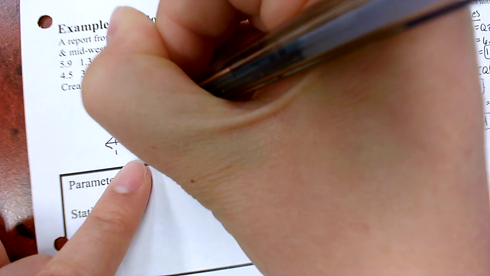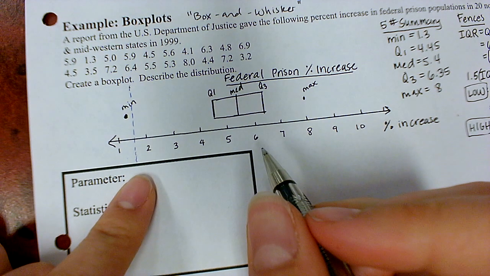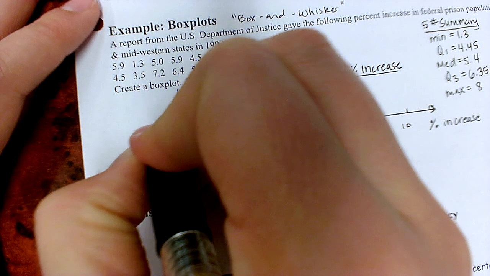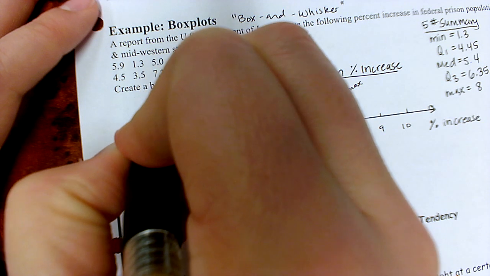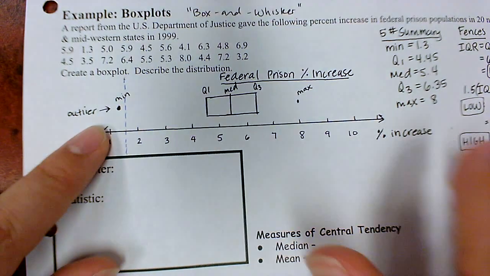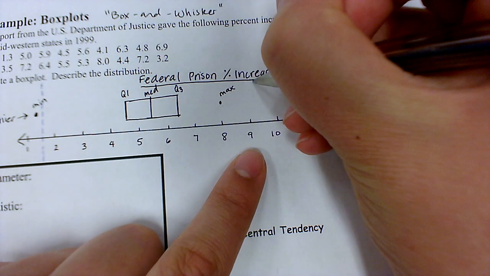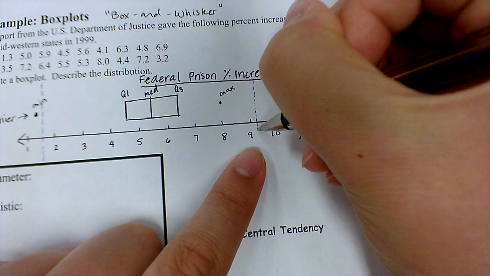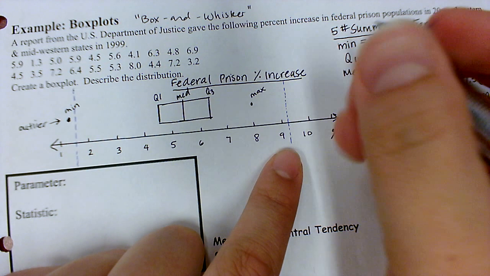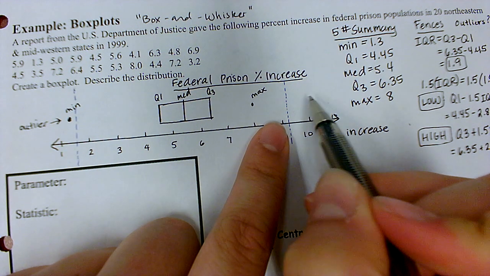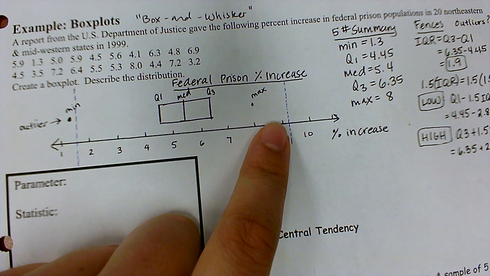So this is my boundary line. Anything that is lower than 1.6, and I'm just going to do a little dash line for my fence, is going to be considered an outlier. And therefore, this is going to be considered an outlier because it is below the fence. Now I'm going to do my higher fence, which is 9.2. So that's going to come over here. Again, I'm just going to do little dash lines to designate that that's a fence. So that means my maximum is okay. It's within the fence. In fact, there's no data on this side that would be considered an outlier.